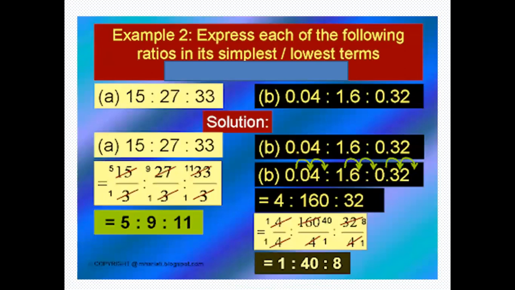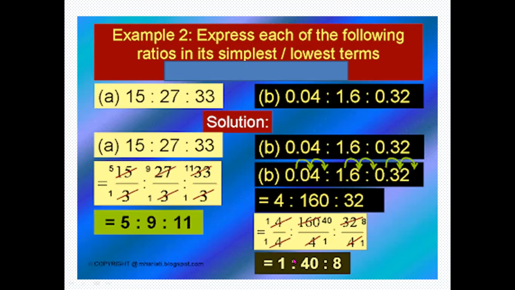All right. How do we express each of the following ratios in the simplest or lowest terms? Remember, we said that we can divide. But what if it is a fraction? What if it is a decimal? Take a look at this example.